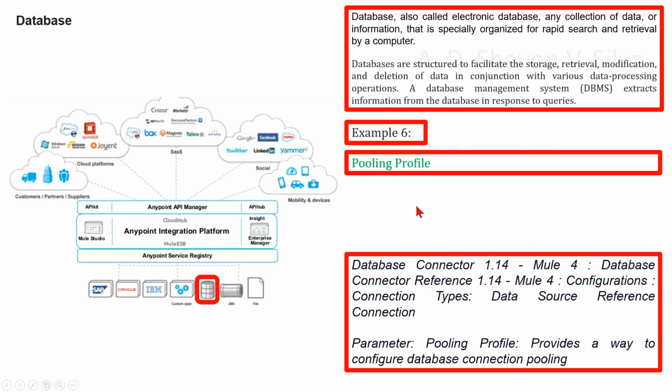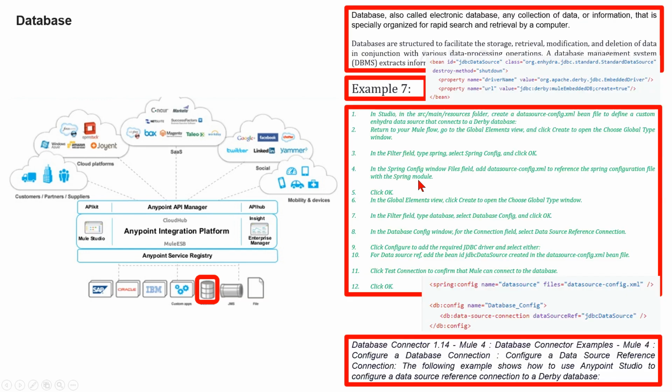Now we are considering a data source reference connection in connection types in configurations in database connector reference 1.14. The parameter pooling profile provides a way to configure database connection pooling. The type is pooling profile. Now we are considering configuring a data source reference connection in database connector 1.14. Database connector generates a JDBC data source by using parameter values you provide when you configure the generic connection field.